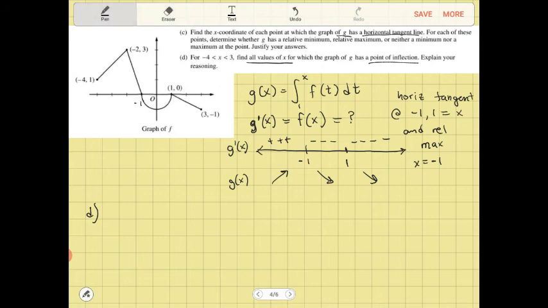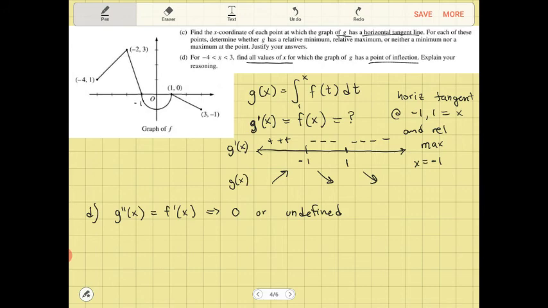So to find points of inflection, we need the second derivative. We need to look at the second derivative of g, which is the first derivative of f of x. And we are looking for points where the second derivative is 0 or undefined. In the previous problem I uploaded, we did not see points that were undefined, and I forgot to mention that. But a point of inflection can also occur when a second derivative is undefined.